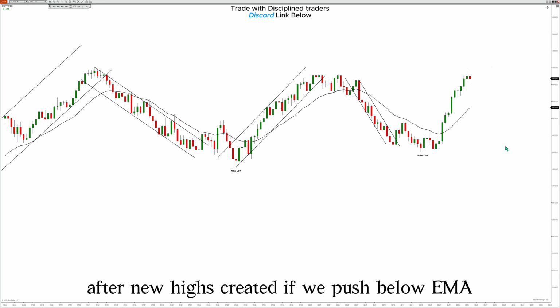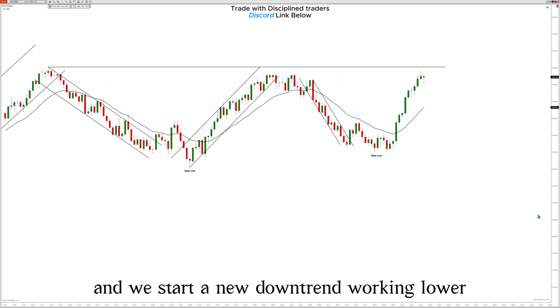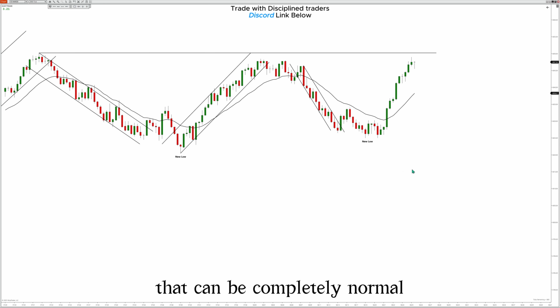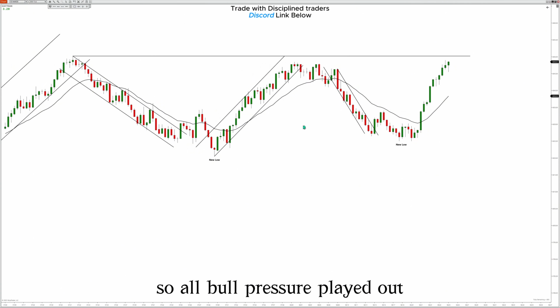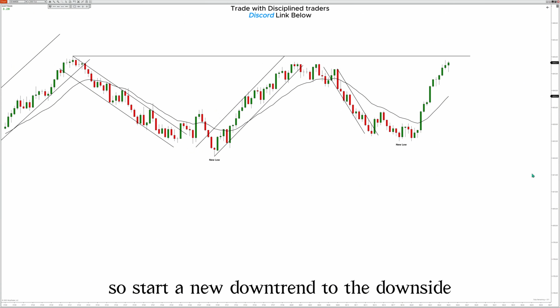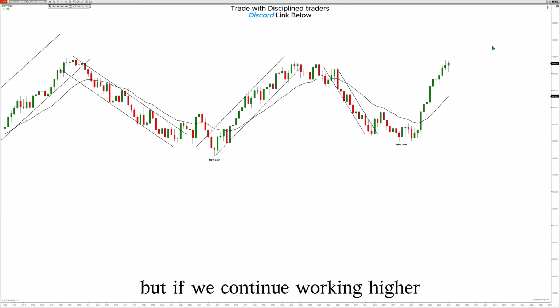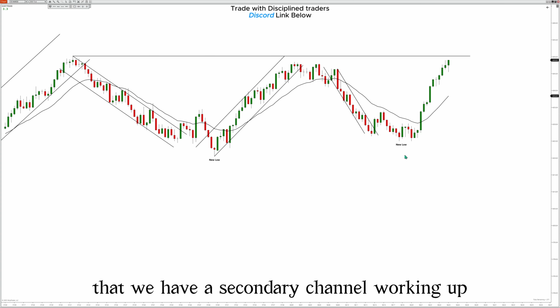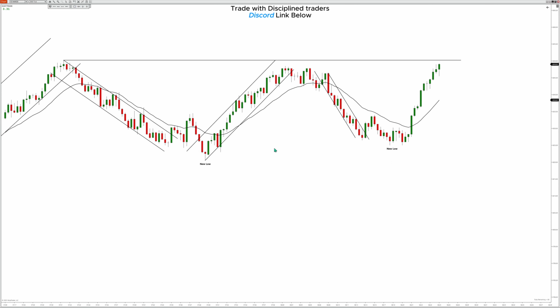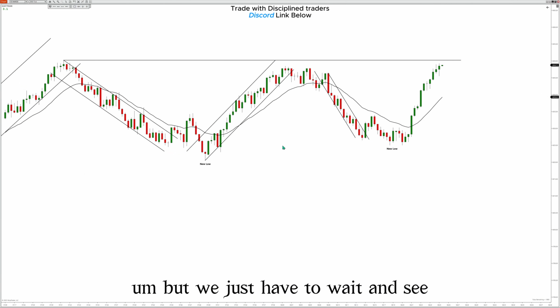After new high is created, if we push below EMA and we start a new downtrend working lower, that can be completely normal. New high was created, so all bull pressure played out, so it would start a new downtrend to the downside. But if we continue working higher, then there's a good chance that we have a secondary channel working up. But we just have to wait and see.